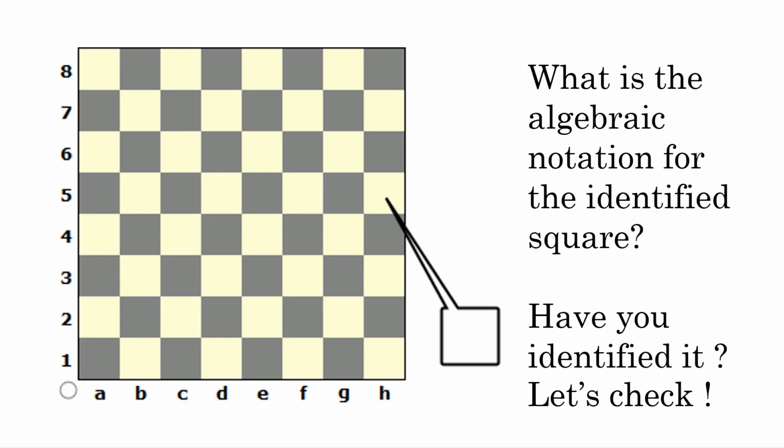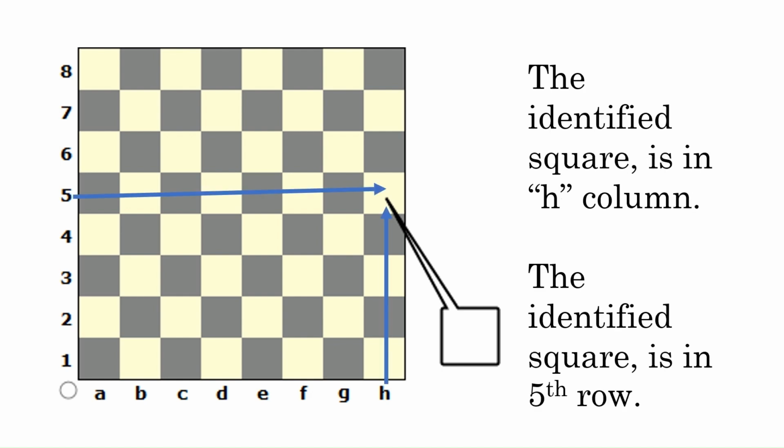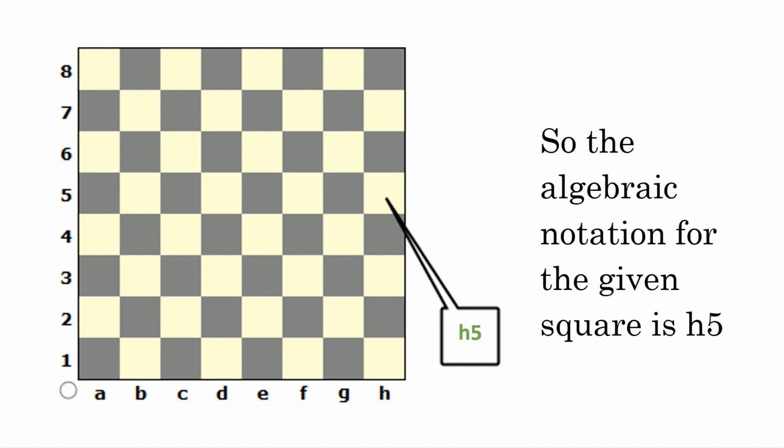So, what is the algebraic notation of this particular highlighted square? Have you found it out? First, think about the column to which it belongs, and now think about the row which it belongs, and your answer will be very simple. So, let's check it. Yes, it is in the H column, and the identified square is in the 5th row. So, the answer is H5.